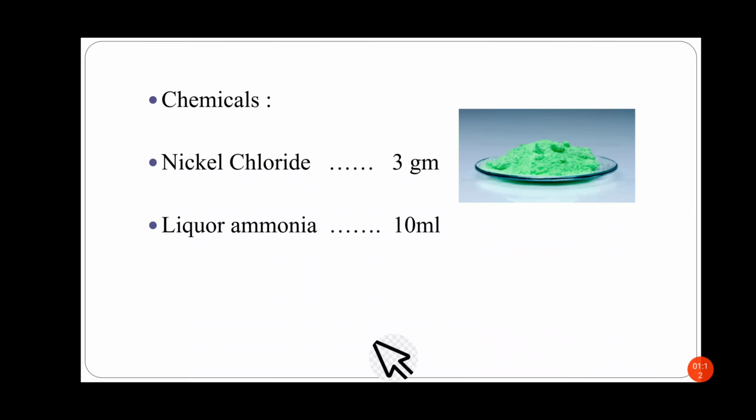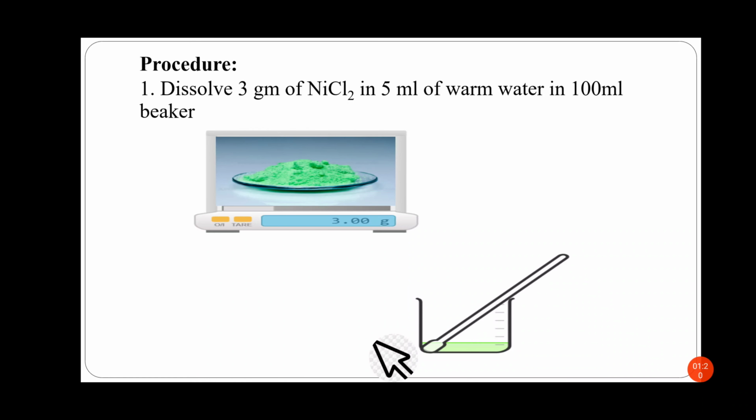The chemicals we require for the preparation of hexaamine nickel(II) chloride are nickel chloride and liquor ammonia. Weigh 3 gram of nickel chloride solid on the balance, then dissolve the 3 gram of nickel chloride in 5 ml of warm water in a 100 ml beaker.